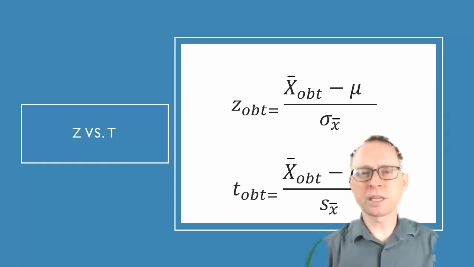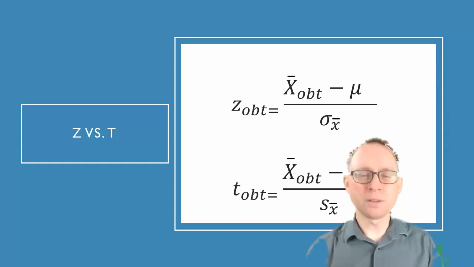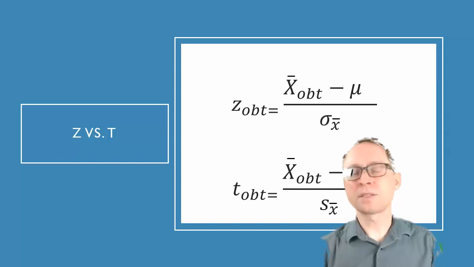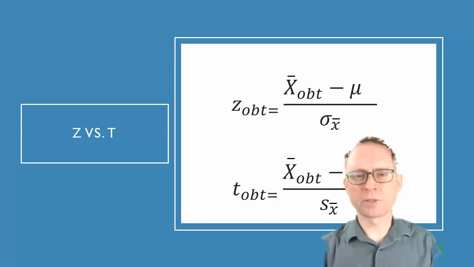A t statistic, now specifically we're talking about a single sample t. We'll talk about other t's later on, but a single sample t is the mean of the sample minus the mean of the population divided by the sample's standard deviation, which is divided by the square root of n. So for a t, instead of knowing the population standard deviation, we know the sample's standard deviation.